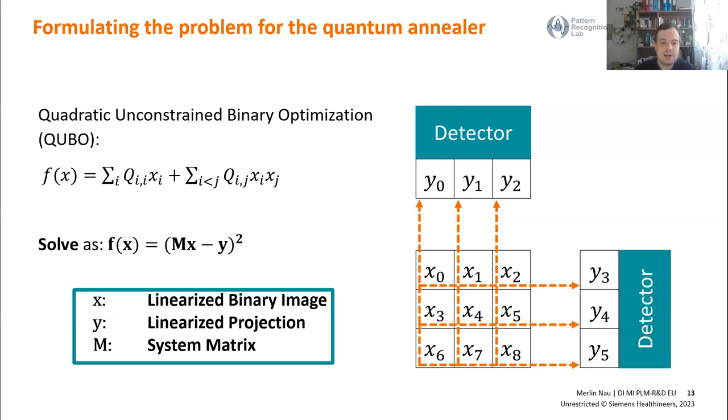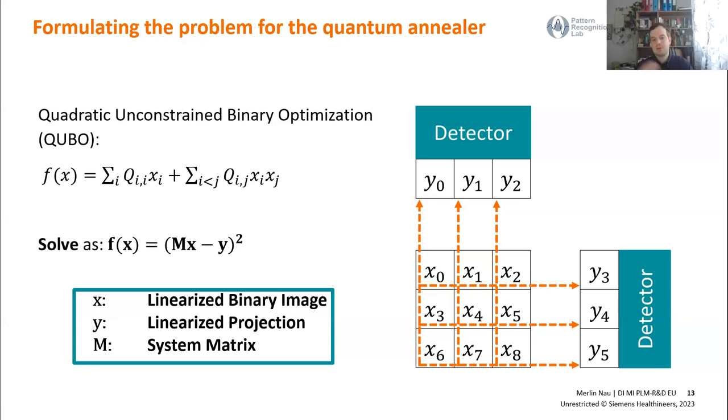And then we have the quadratic interactions between the different pixels, which are all described by this QUBO matrix Q. And we want to solve our problem as this simple ||Mx − y||², so we kind of want to find a least squares solution to the problem.